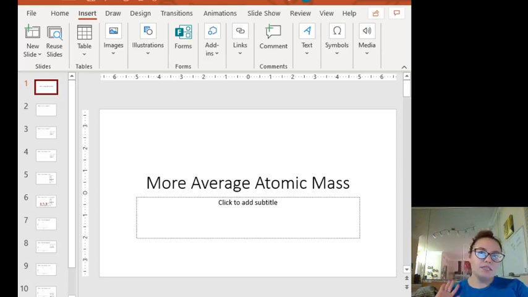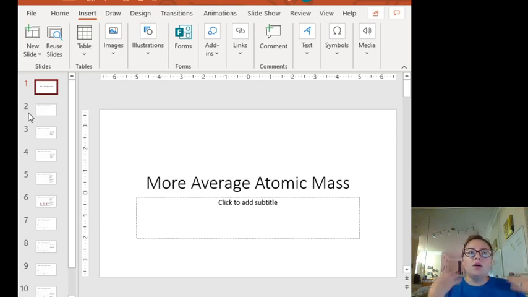Alright, we're going to use this time to review how to calculate average atomic mass, or the mass that we see on the periodic table. And it's based off of the abundance of each isotope of your element.